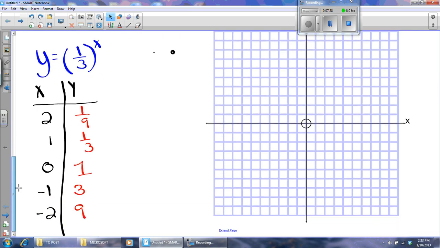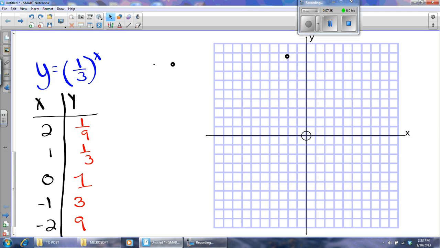All right, so I need a point at -2, 9, and I scroll down just a wee bit too far. All right, and I need a point at -1, 3, 0, 1, 1, 1/3, and then 2, 1/9. So it's really the same graph. It's going the other way though. Look, here's that asymptote, and if you're going to draw the asymptote, and I recommend it, do it as a broken line because it's not really a part of this graph.